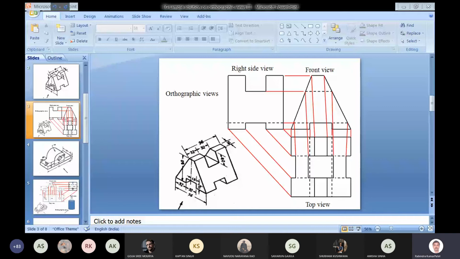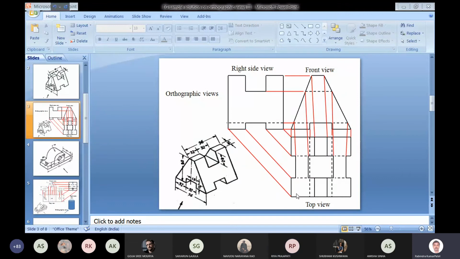Sir, in this figure, in the top view, you drew dash lines which are not continuous from the edge end, but the horizontal dash lines are continuous from the continuous line. Can you explain when we have to make a continuous dash line or a broken dash line?